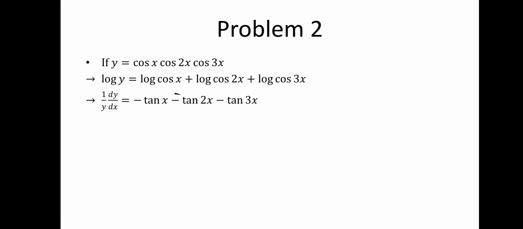There will be a 2 here. There will be a 2 and there will be a 3. Minus 3 tan x and minus 3 tan 3x and minus 2 tan 2x, which I missed. So please ensure you put it. I just missed while typing it.